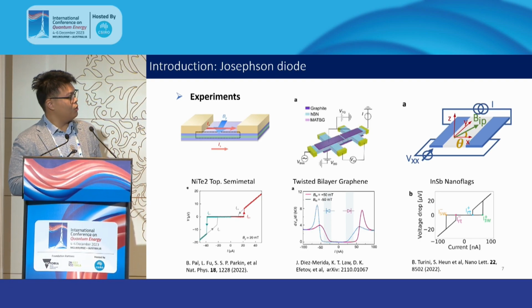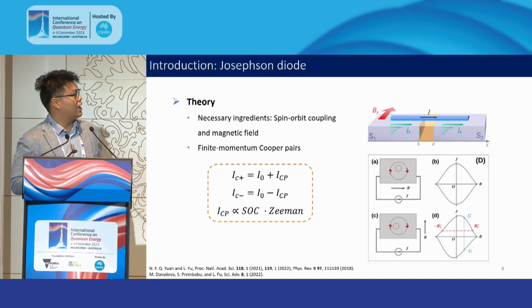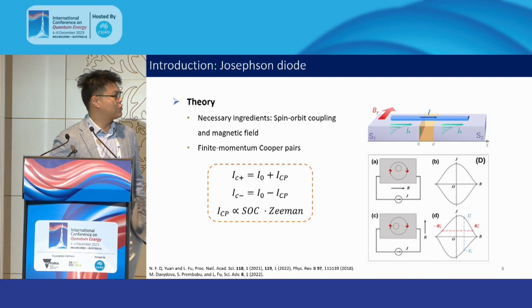In all of these systems, not including the system I show here, the key ingredients are the spin-orbit coupling and the magnetic field. These two ingredients will create a finite momentum Cooper pair, and this finite momentum Cooper pair will eventually provide an additional current to the critical current. So this is quite simple, these two critical currents are derived from each other.